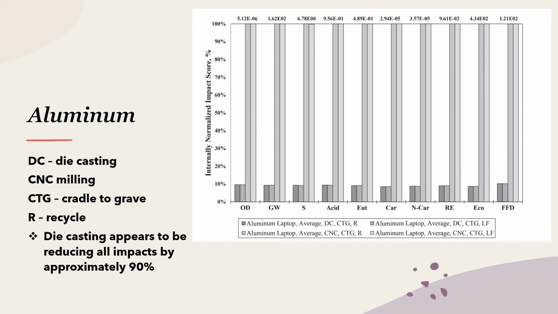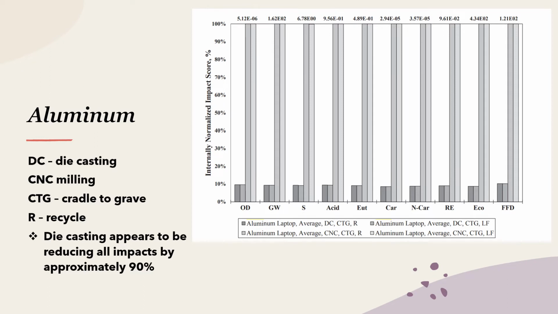So to speak of this study, there were a lot of different scenarios considered throughout this article, and the findings from these analyses were used to identify the best option for inclusion in the concurrent material analysis provided. This graph displays a normalized impact score for the aluminum laptop enclosure, prepared using the below value items: DC, which stands for die casting, CNC machining, CTG, which is cradle to grave, and then R for recycle.